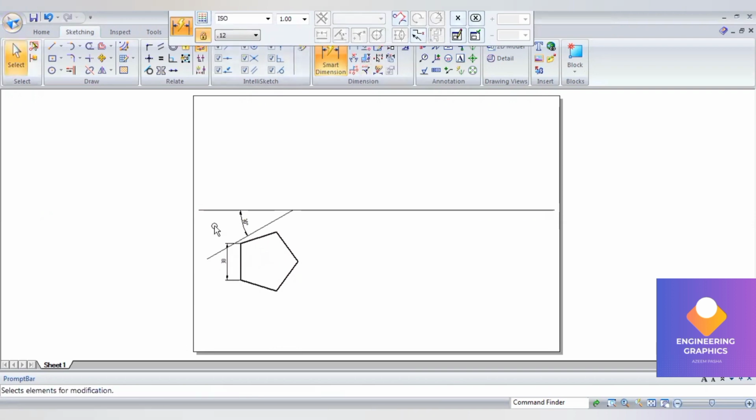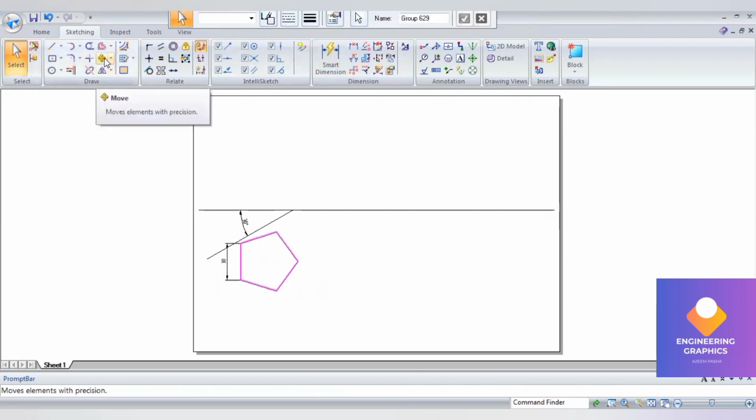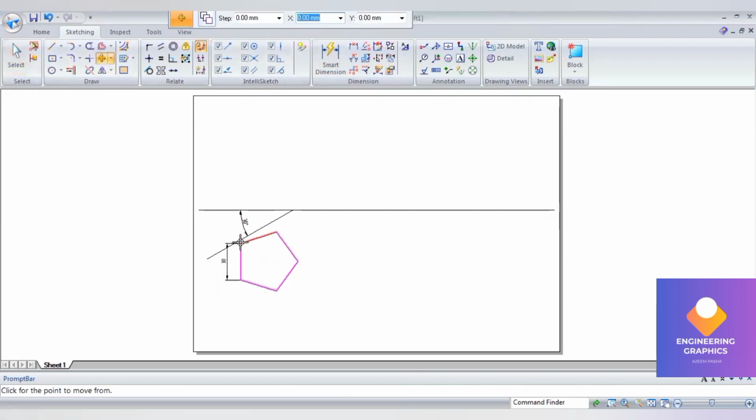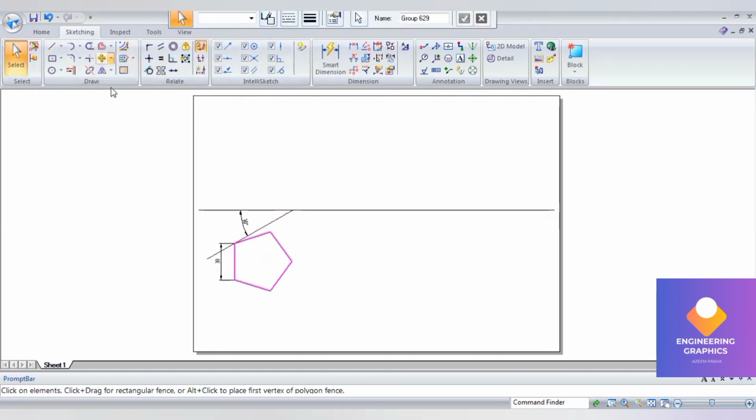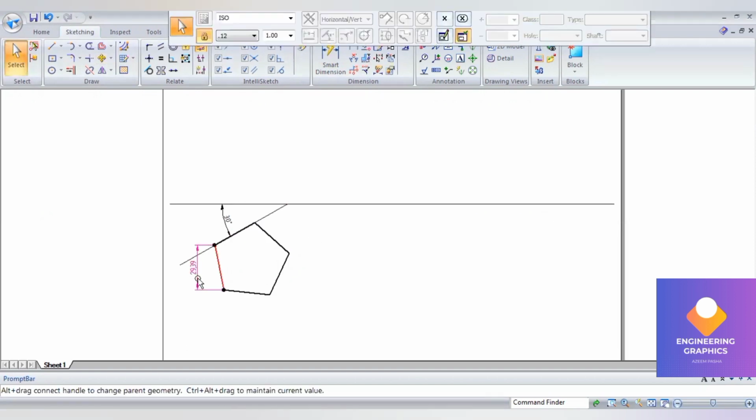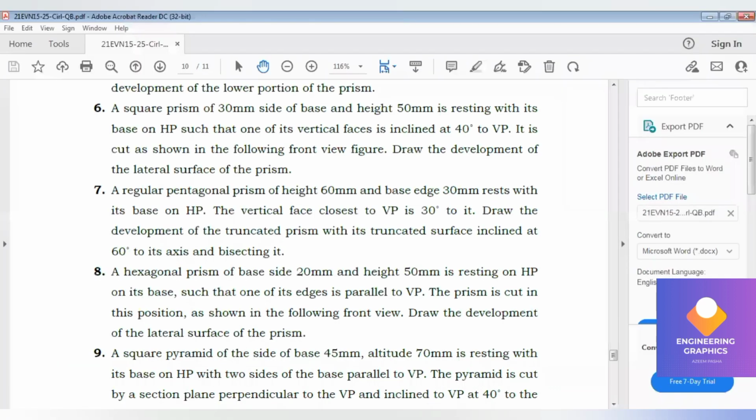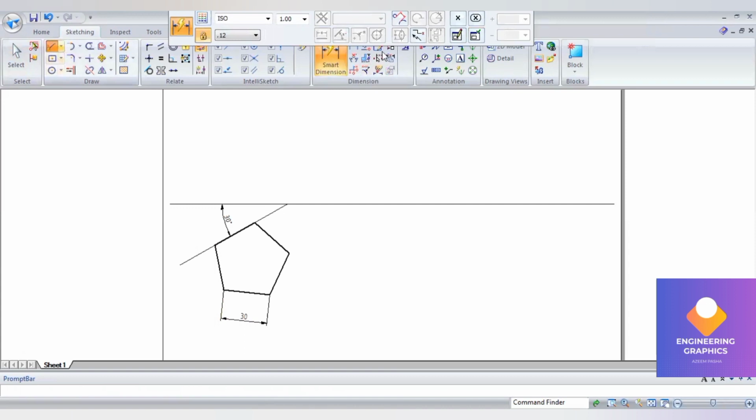Okay, now select that pentagonal lamina, go to the move command, select the corner end and place it on the angle line. Okay, again go to rotate, select that edge, the corner point. Okay, I'll show this dimension with the lower side 30 mm. You can see that. Now draw at least 3 perpendicular bisectors to find the center of the pentagonal prism.